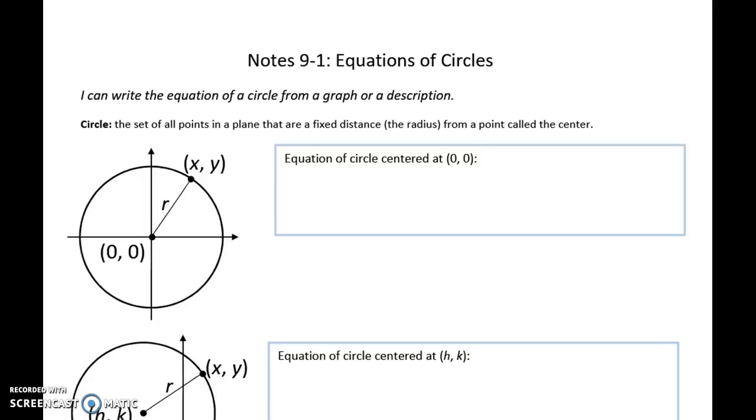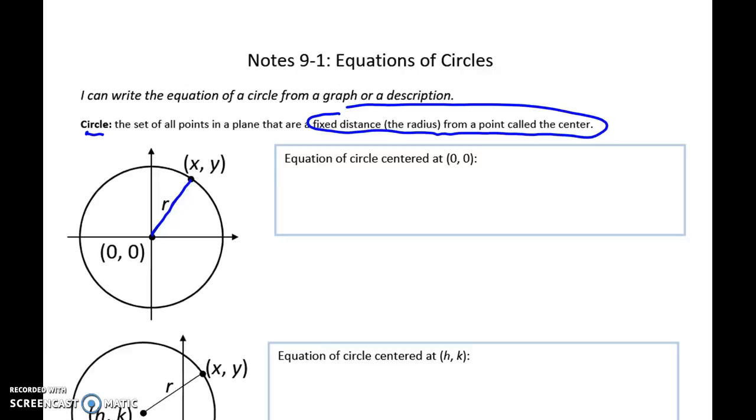So a circle is simply the set of all points in a plane that are a fixed distance, the radius, from a point called the center. So when I look at this circle here, you can see I've got a radius here that is a fixed distance away from the center, and all my points circle around the same distance.